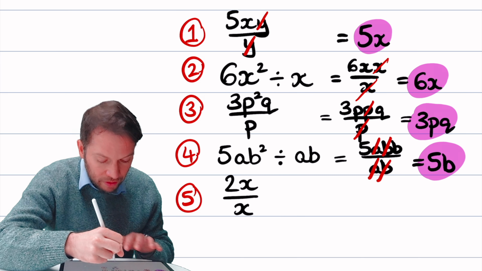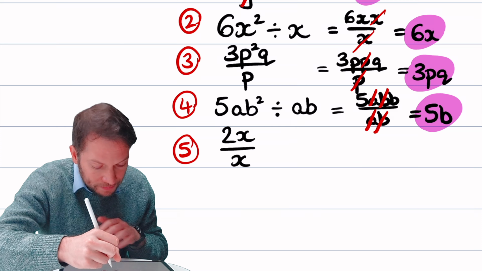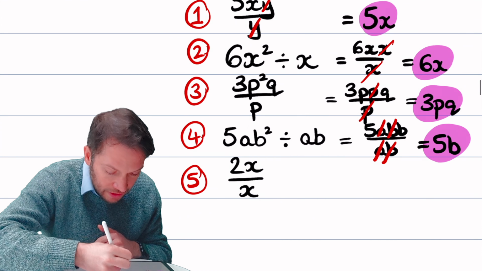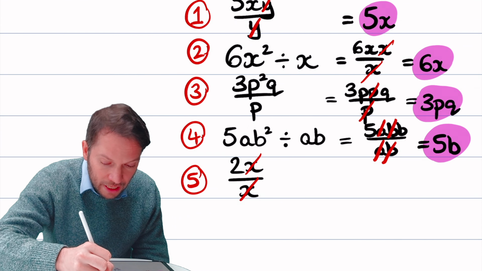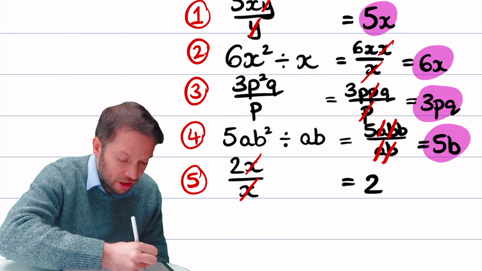And what about the last one? We've got 2x divided by x. Well, the x is cancelled, so this x and this x cancel, and all we're left with is just 2. So the final answer here would just be 2.